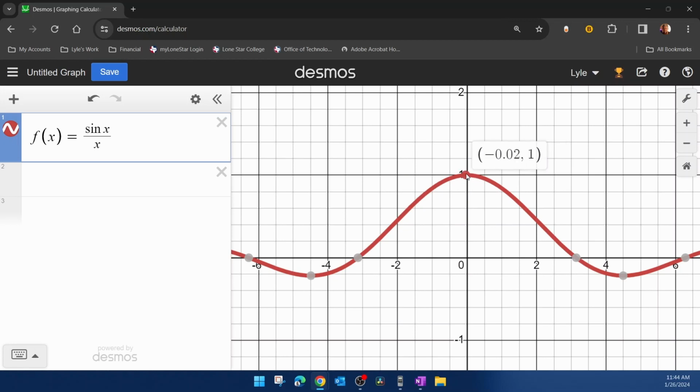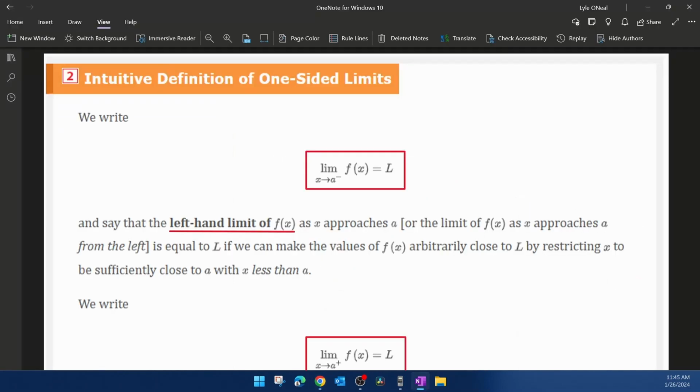Let me re-emphasize that at 0, the function is undefined, but the limit doesn't care. The limit only cares about what you're getting close to as x approaches, in this case, 0. All right, the next concept in this lesson we need to look at is something called a one-sided limit.